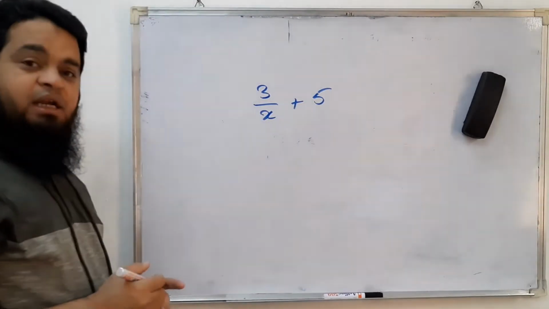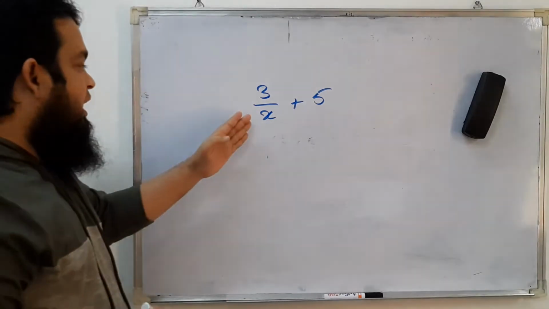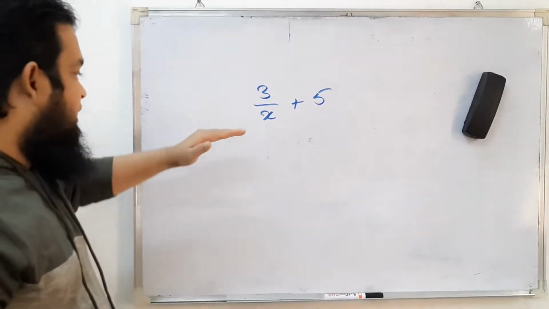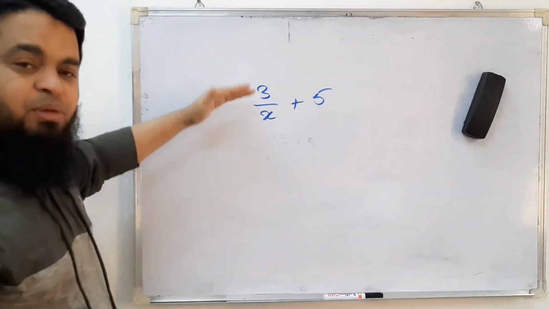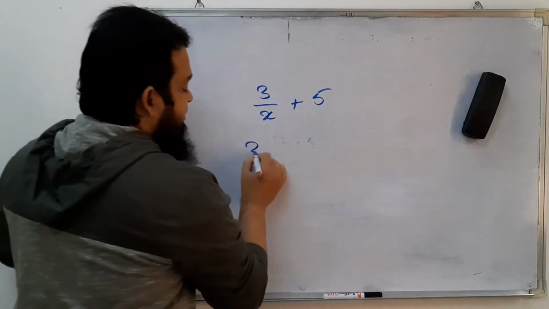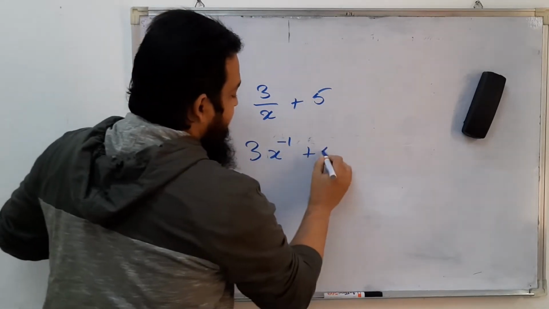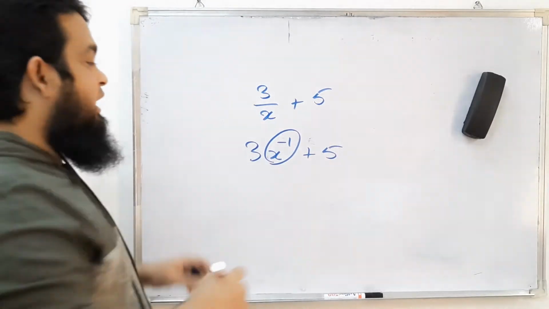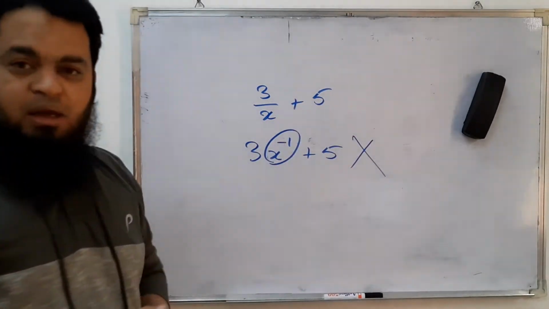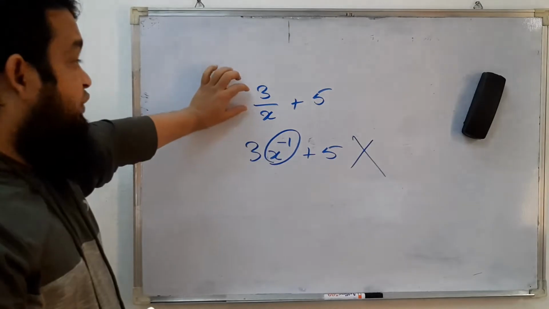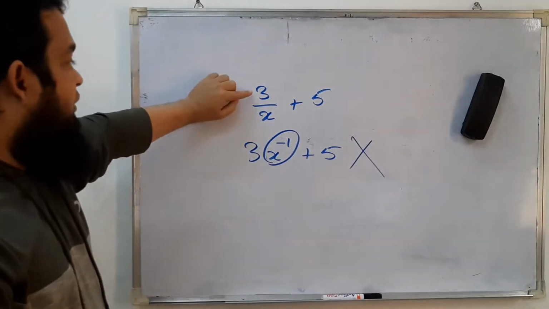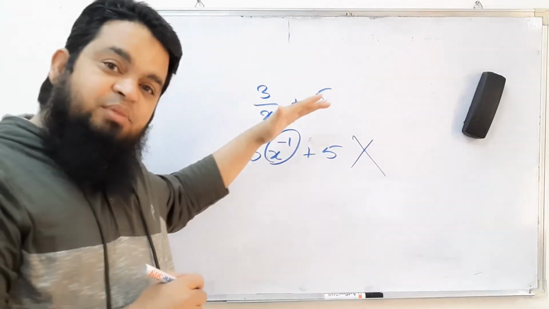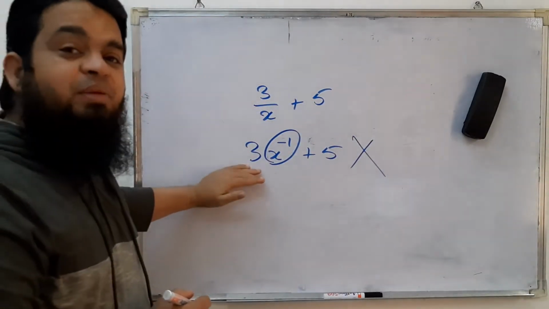When we write 3 by x plus 5, what happens to x? x is in the denominator. We have learned in exponents that when we transpose x from the denominator to the numerator, the power becomes minus: x to the power of minus 1 plus 5. Here the power is minus 1, therefore it is not a polynomial. We are operating constants and variables by division and addition, so it is an algebraic expression, but we don't call it a polynomial.